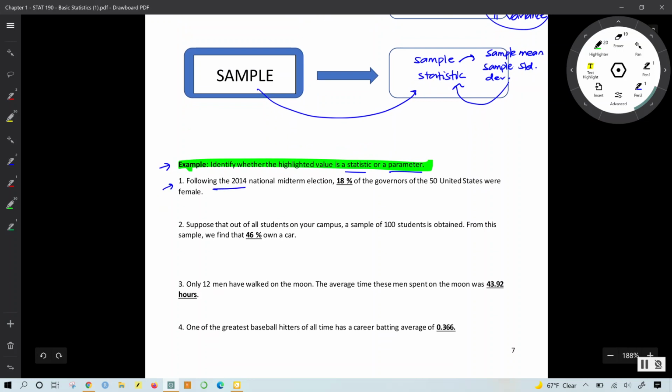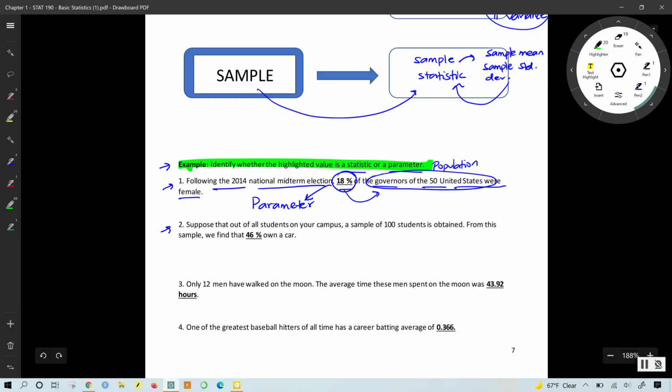Question 1. Following the 2014 national midterm elections, 18% of the governors of the 50 United States were female. You would note that this number pertains to the whole population of governors in the United States. So since it pertains to a whole population, it is a parameter. That is, this 18% is a parameter, a characteristic of the entire population of governors of the United States.